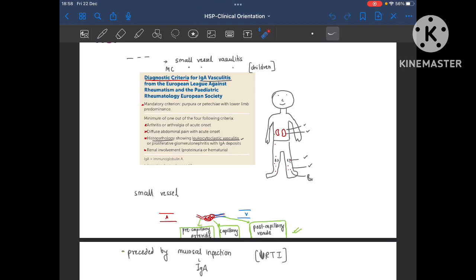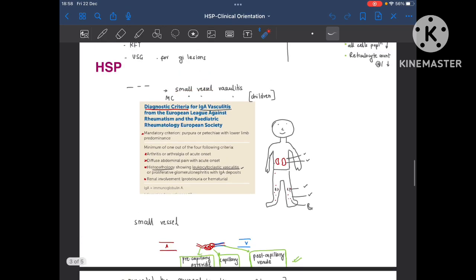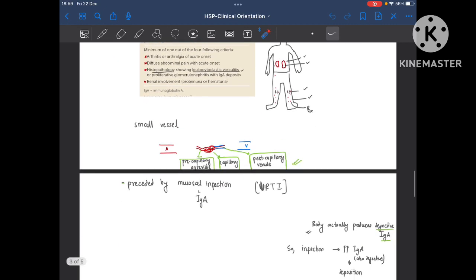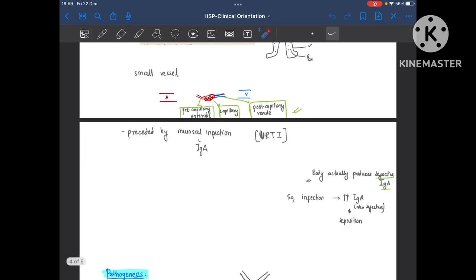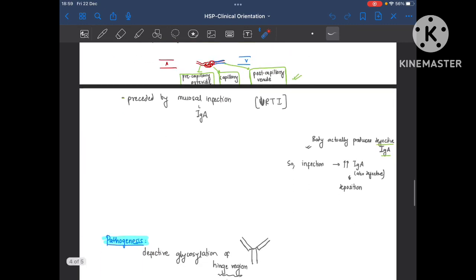Now in this case there is inflammation involving all three vessels, right? It is a small vessel vasculitis. It is also known as IgA vasculitis, because it occurs due to IgA deposition. It is the most common small vessel vasculitis in children. Now it has diagnostic criteria. Before going into that, we will discuss other things about the vasculitis.